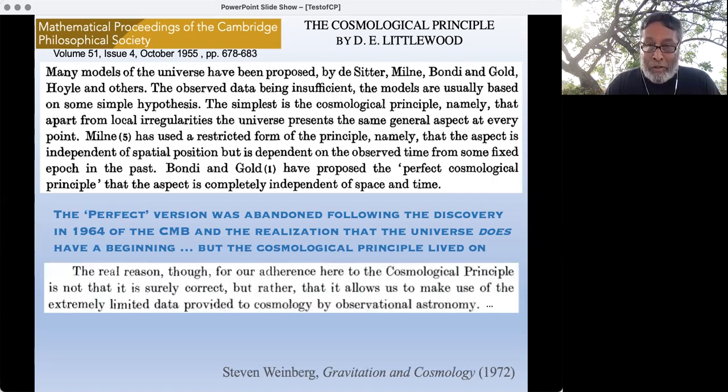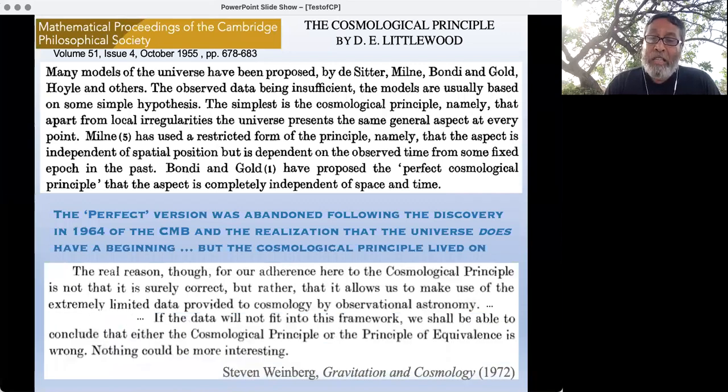And the real reason, as Steve Weinberg says in his textbook, which many of us learned relativity from, is really because we don't have much data, so we have to start with something simple. But he says in his chapter on cosmography that we must test, and the data should fit into this framework, because otherwise we have come to a rather astounding conclusion that either the foundation of the cosmological model or the foundation of general relativity is wrong, and nothing could be more interesting. So, you might think that this would be a key target for cosmologists, and yet, as I'll discuss, very little work has been done on this.